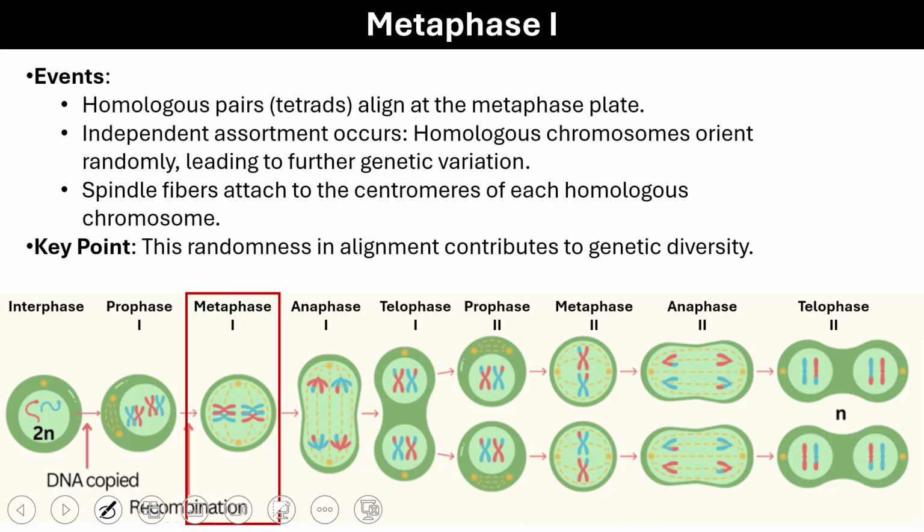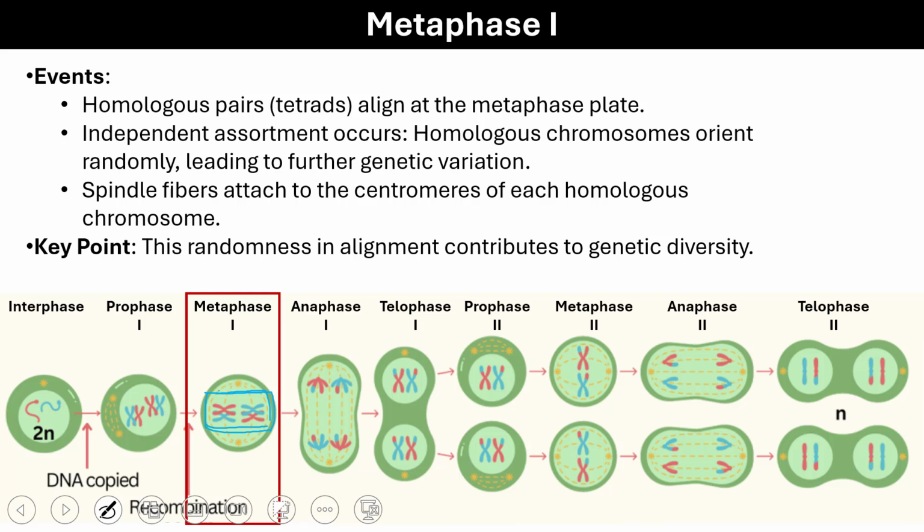Just like the metaphase of mitosis, in meiosis also the chromosomes would start aligning at the equatorial plane. But unlike mitosis, in metaphase 1 of meiosis, you have a pair of homologous chromosomes aligned at the equatorial plane.